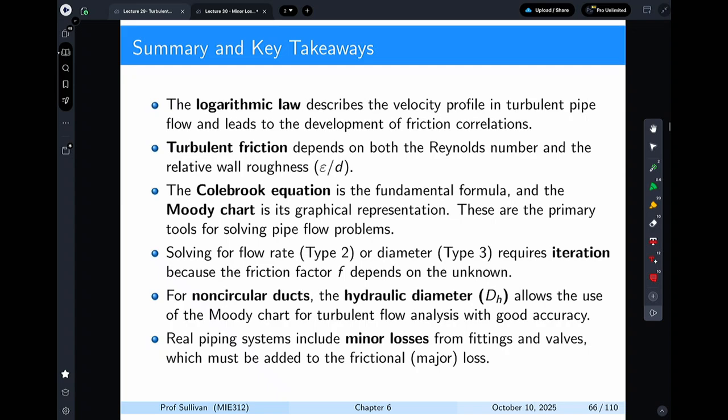The last thing, and this is where we just started this lecture, is that hydraulic diameter is how we make the translation between circular and non-circular ducts. And it allows, in most cases, the use of the Moody diagram and the corresponding Haaland or Swamee-Jain for any of these solutions that you need to look at. Real piping systems involve minor losses from fittings and valves, and they have to be considered.